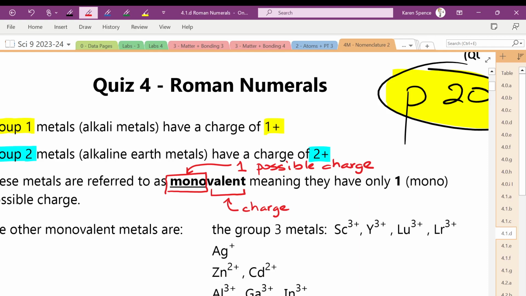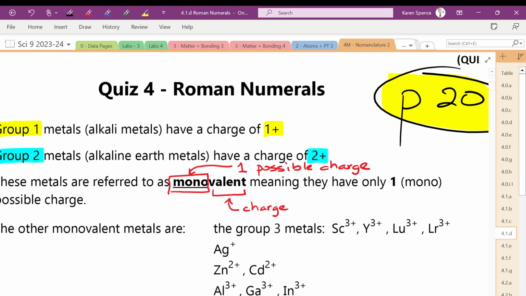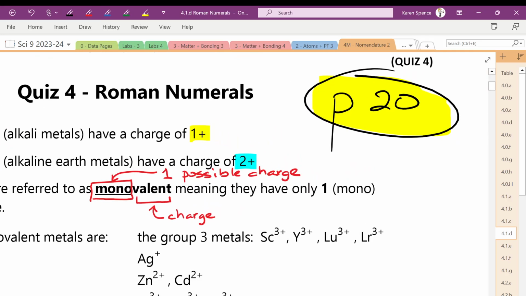Sodium is always going to be +1. Beryllium is always going to be +2. There's no choice in the matter. It's like I only have one Tavian in the class. He's never going to be Tavian Smith because that's not his last name, right? There's only one. So if we have only one possible charge, should we use a Roman numeral? No Roman numeral.